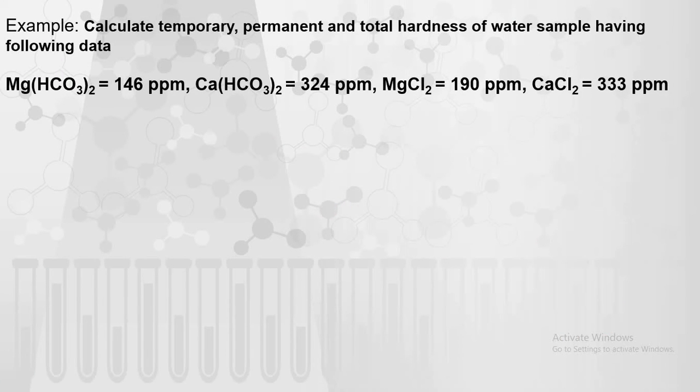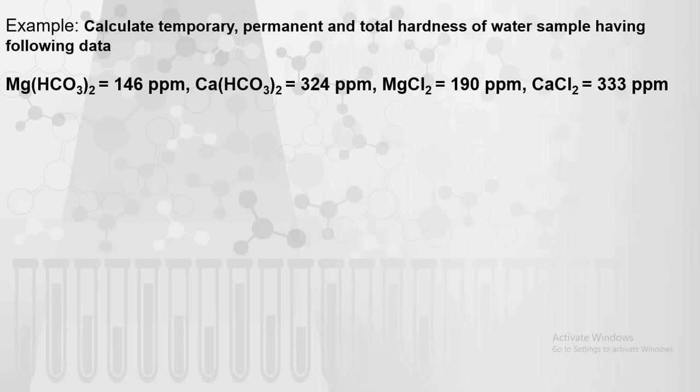Now we are giving a calculation example. Calculate the temporary, permanent and total hardness of a water sample having the following data. Magnesium bicarbonate is 146 ppm, calcium bicarbonate is 324 ppm, magnesium chloride 190 ppm, calcium chloride 333 ppm. This data is already given in the problem that you are going to solve.